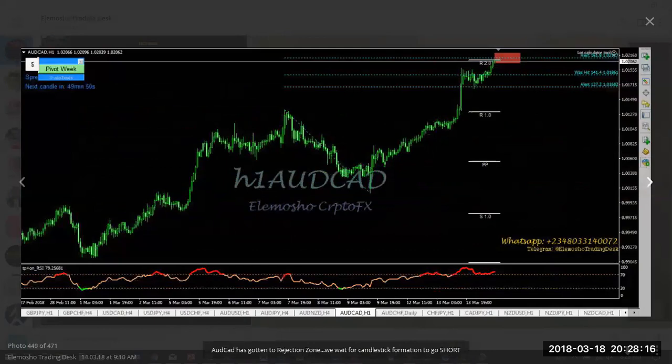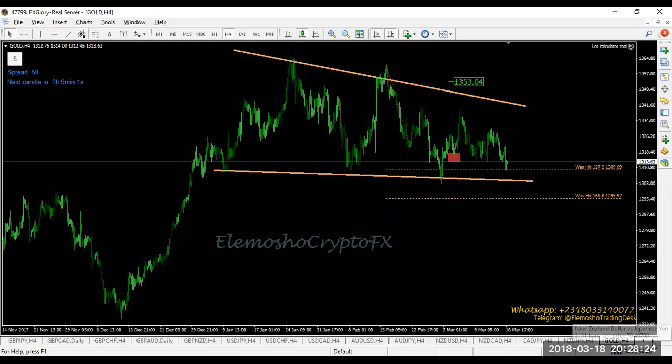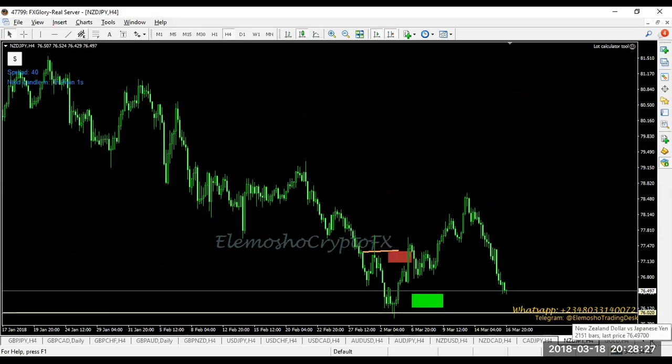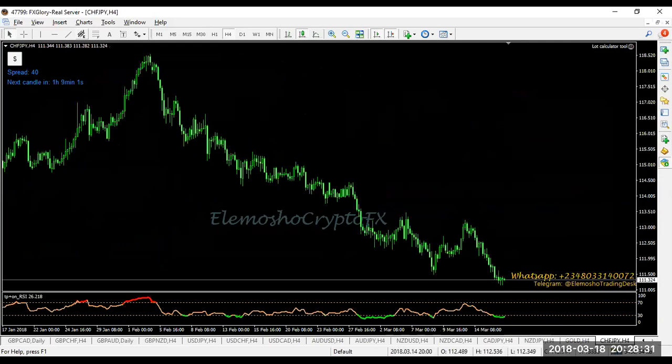Then the AUD/CAD, I gave the setup for the AUD/CAD. Let us look at what price eventually did regarding the AUD/CAD. I don't think I have it here, but I can quickly change one of this pair to the AUD/CAD and see. Let me quickly change this one to AUD/CAD and see what we eventually have.